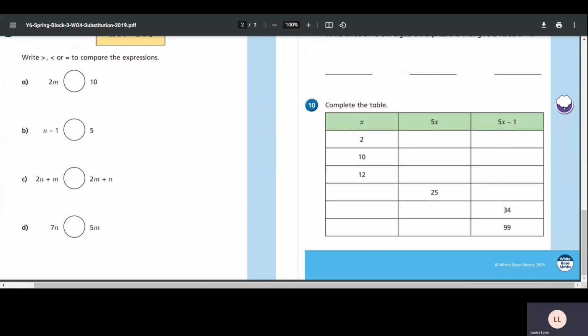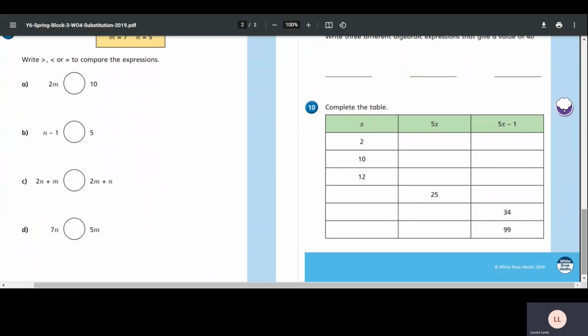Okay, now as you go down, when you get to here, you don't know the value of x, but you know that 5 times x equals 25. So for some of these, you've got to work backwards. Okay, have a go. Once you think you know what x is, then try and work the other way and see if you're correct. Okay, so that's it for year 6.